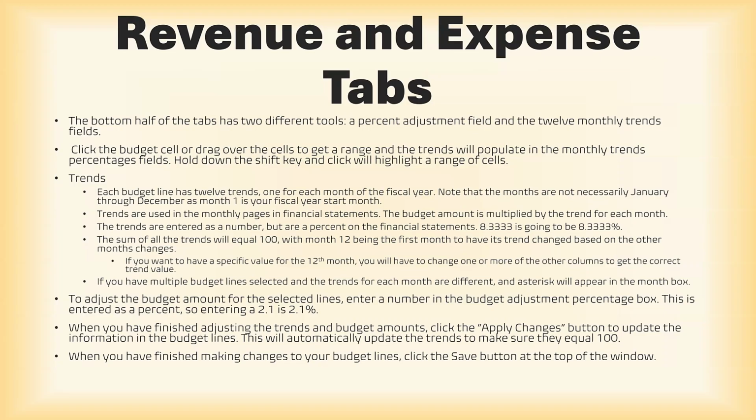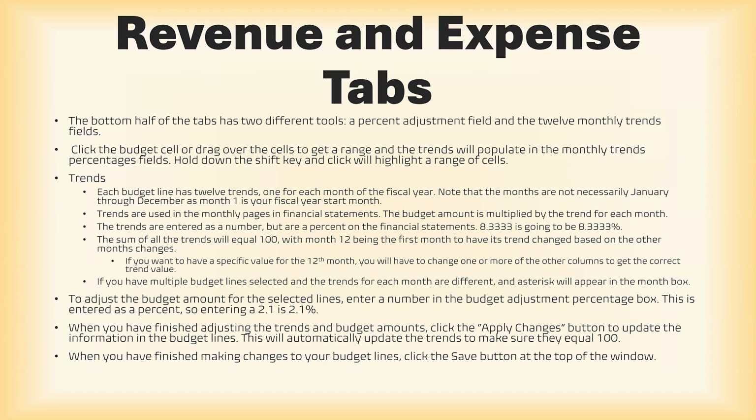So we also offer a budget adjustment tool where you can highlight a bunch of cells, and while you still have them highlighted, you can enter a number in the budget percent box. And again, this is also just like the trends, entered as a percent. So 2.1 is entered as 2.1%, and it'll automatically adjust the budget by 2%.